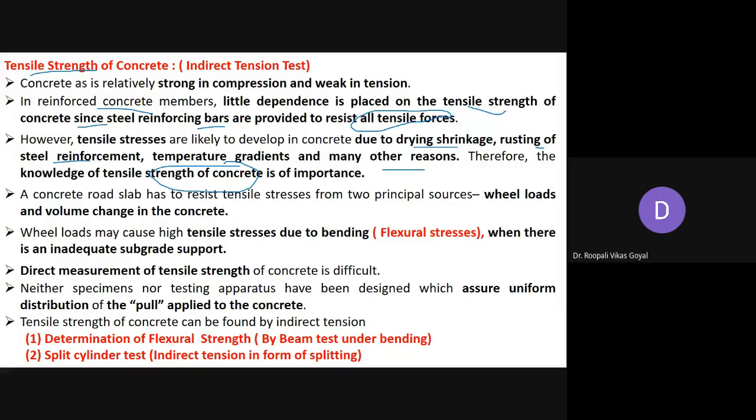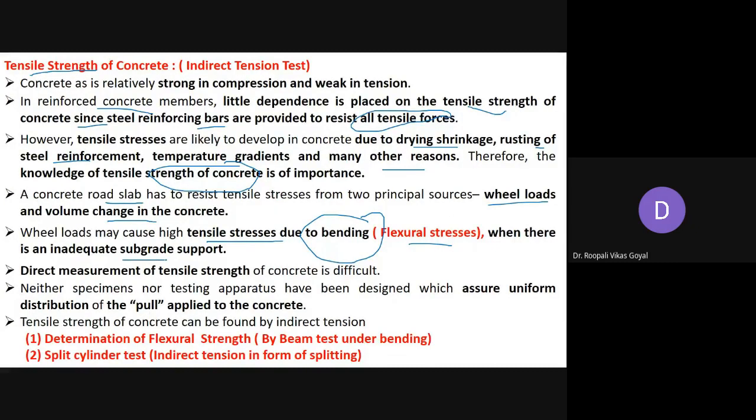Whenever we talk about a concrete road slab, here also tensile stresses are developed, and there are two principal sources: wheel load, and also volume change in concrete due to various reasons. The wheel load which is coming causes high tensile stress due to bending. Whenever a wheel load falls, it bends, right? So basically the flexural stresses, the stresses that develop when bending occurs, are generally called flexural stresses. And this is possible when there is inadequate subgrade support.